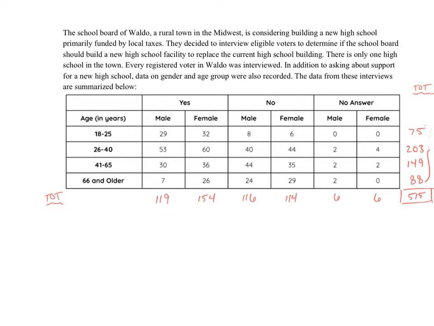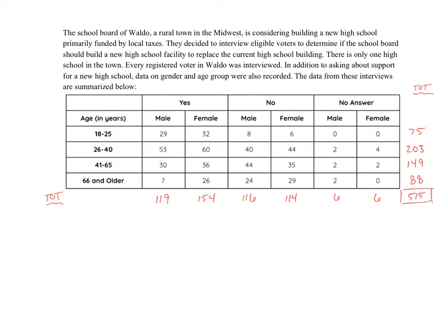Okay, so now we're going to ask our first question related to the data given in this table. So now if I were studying the results of this survey, I might ask a question like, say I pick a voter, a registered voter from Waldo at random. What is the probability that that voter said no on the survey? So that's the question that I'm asking here, and the video is going to pause in a second. What is the probability that someone in this town said no to the survey?